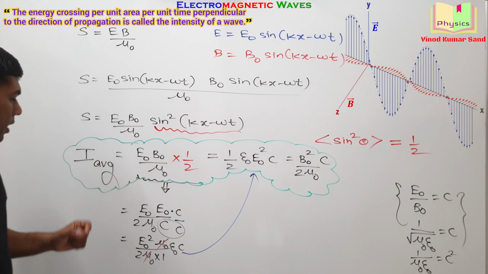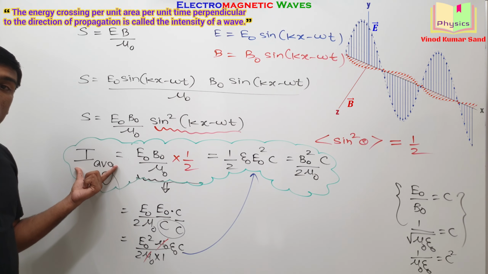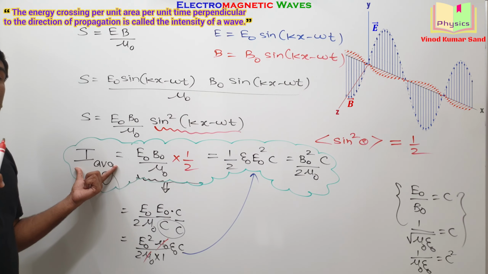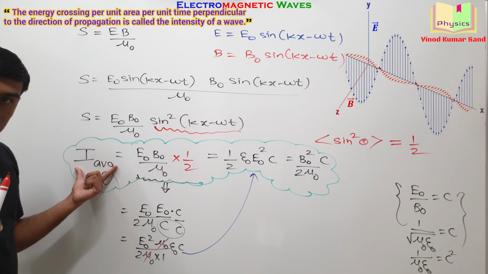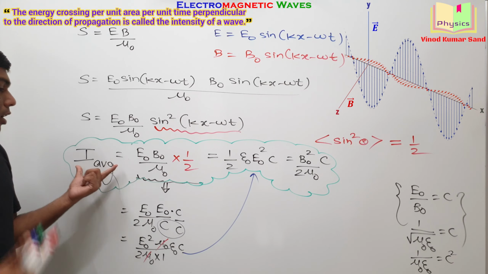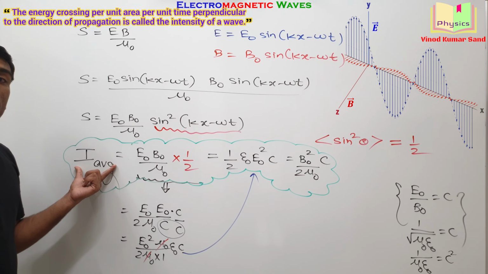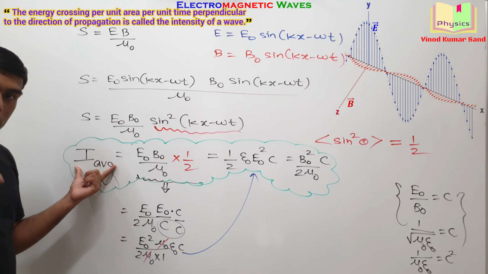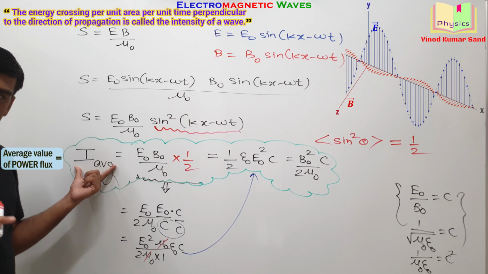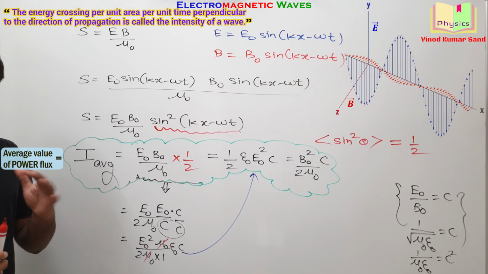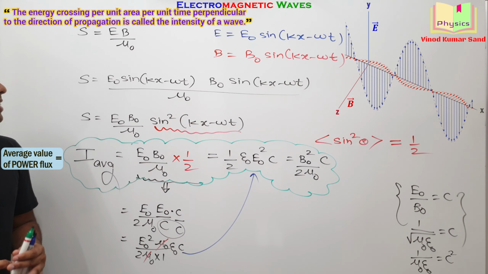Another important thing, this average intensity is also equal to the average value of the radiant flux density in one cycle, or this average intensity is also equal to the average value of the power flux in one complete cycle. Got it? You may note down this information and then we'll proceed further.